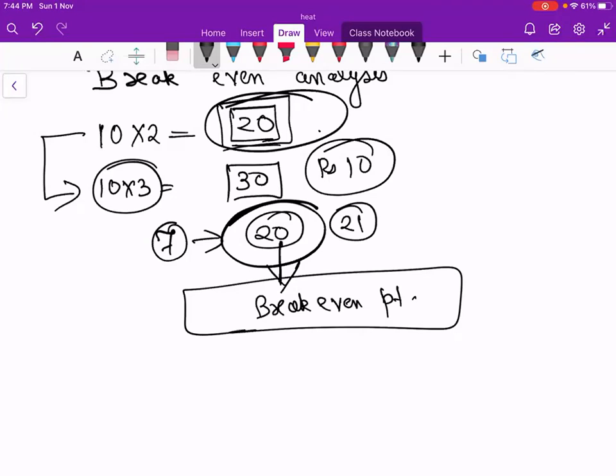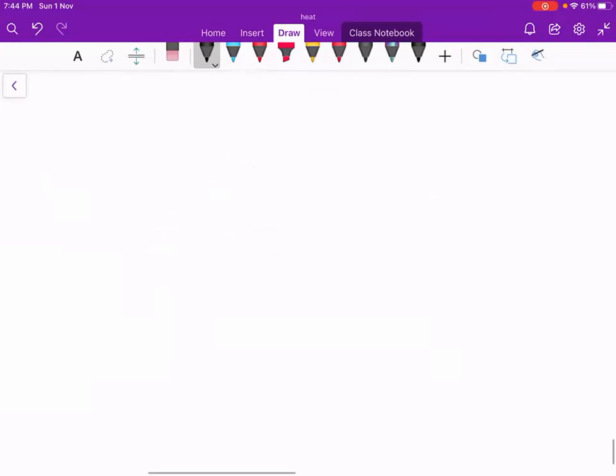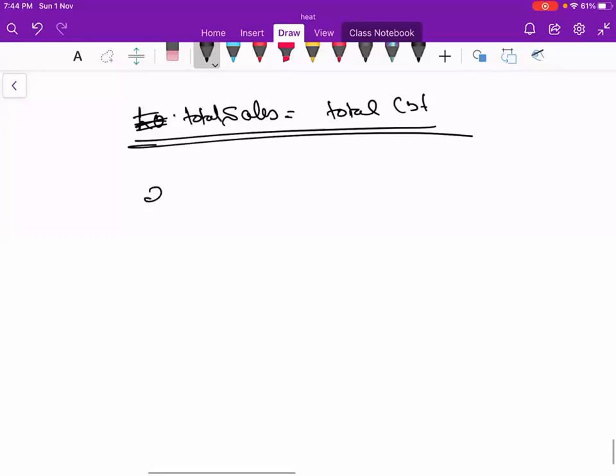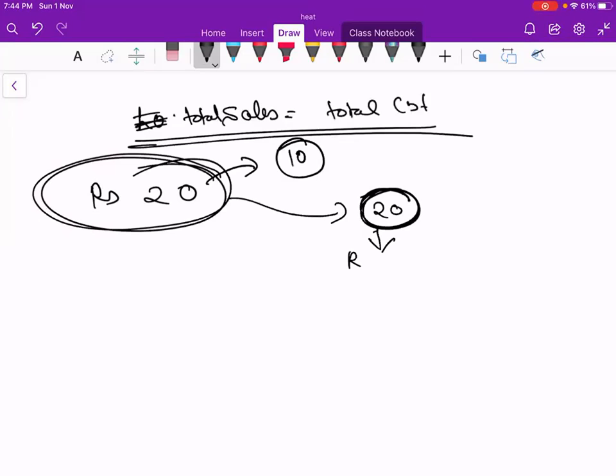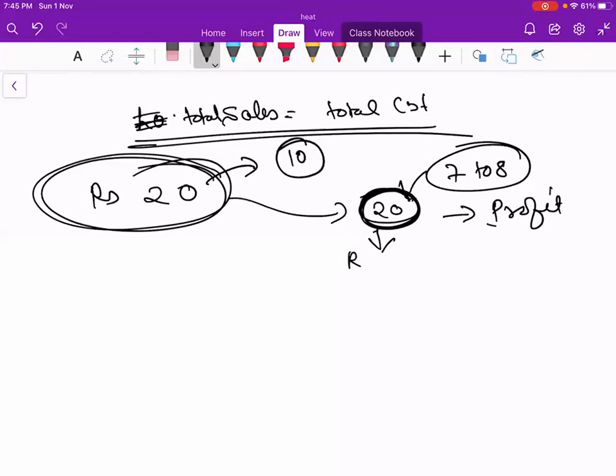So basically, the break even point is that point at which total sales equals total cost. Suppose you have invested 20 rupees for your business. The moment you recover your 20 rupees, it will be your break even point. Suppose from this 20 rupees you have purchased 10 items. While selling, you want that at the 7th or 8th item you get your 20 rupees back, because after that you want a profit. So every industry tries to achieve the break even point as soon as possible, because it means that whatever money you have invested you will get back.